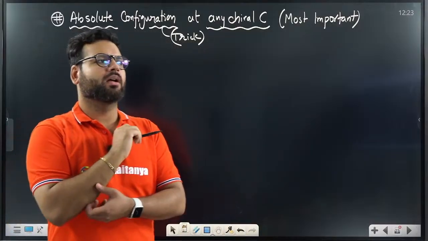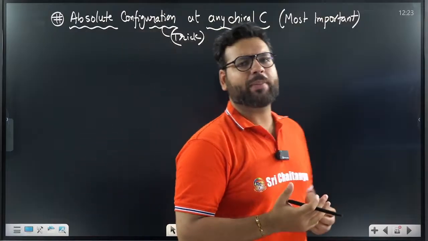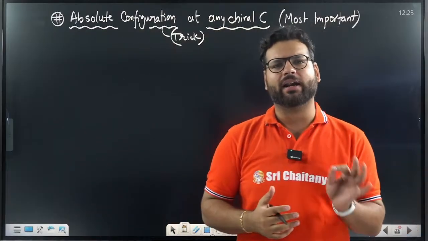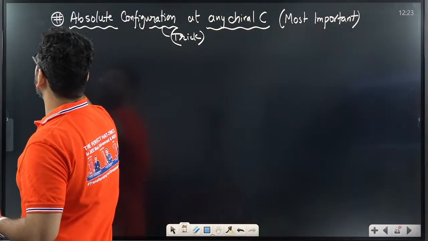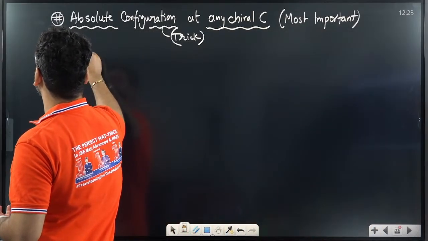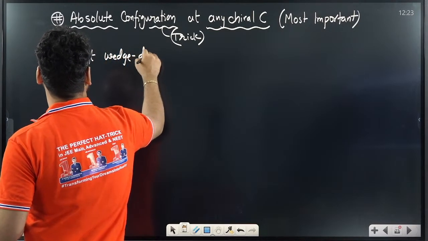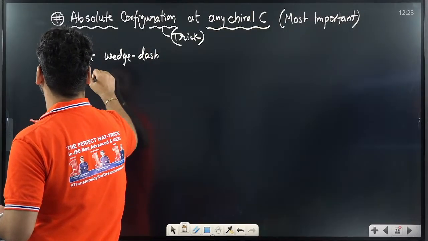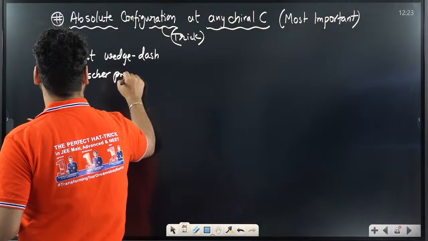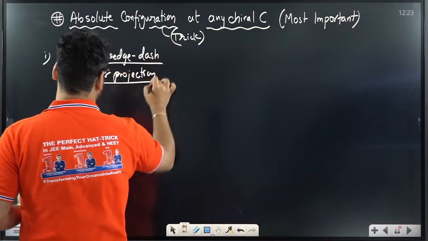I'll give you a trick so that you never make any mistake in finding the absolute configuration. Absolute configuration is of two types, R and S. How to find the absolute configuration? Step 1: Always convert wedge dash to Fisher projection. That is the first thing. The main trick lies here only.